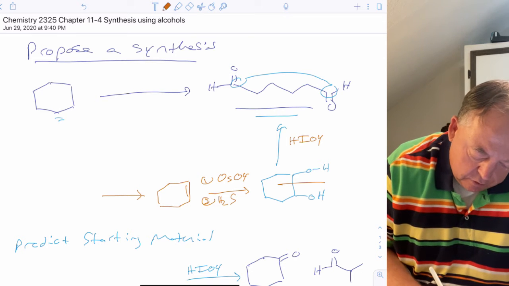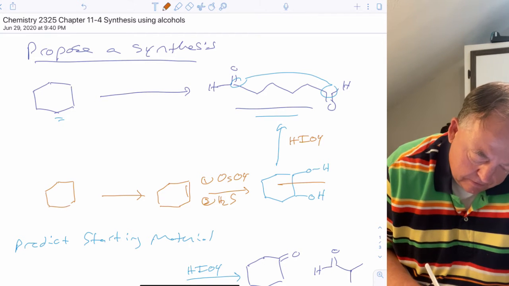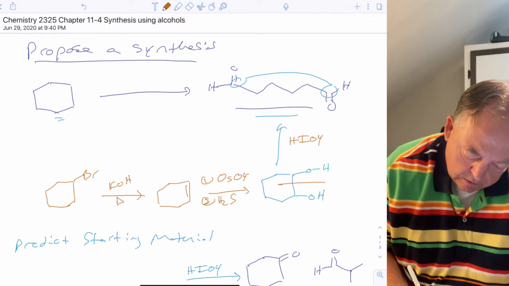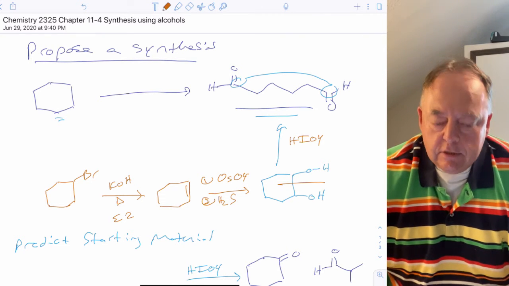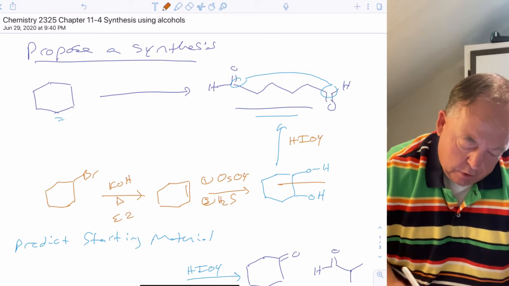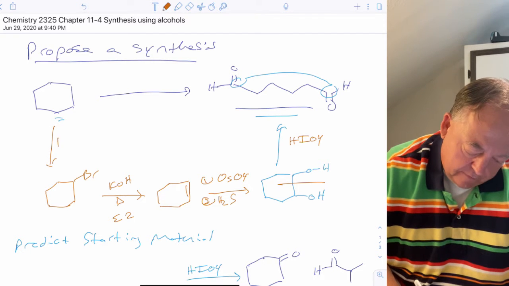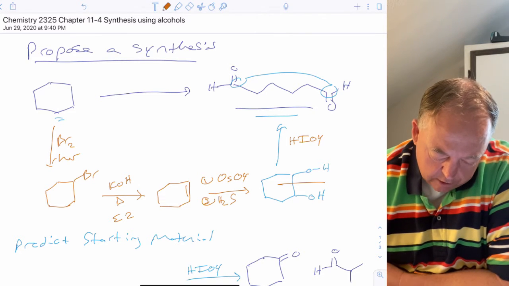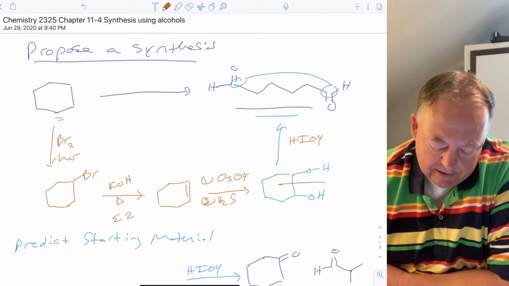And alkenes we make from alkyl halides through E2 eliminations. And we could have made the alkyl halide from a free radical bromination, right? So that would be one way to do the synthesis. So that's a 1, 2, 3, 4 step synthesis.